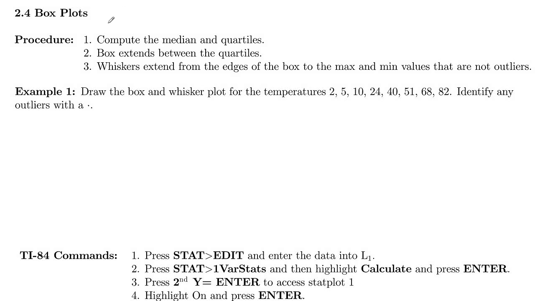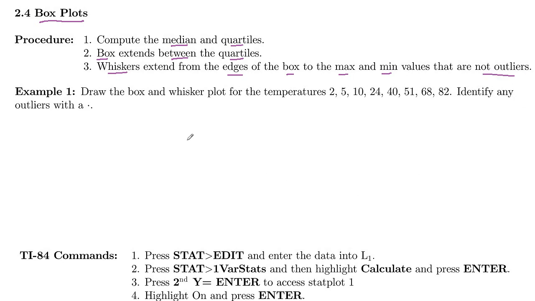Now that we know how to find quartiles, we can form a graphical display called a box plot. The way that you form a box plot is you first compute your median and your quartiles, and then the box in your plot extends between Q1 and Q3, between the quartiles. So your box is between quartiles. And then your whiskers in the box and whisker plot go from the edge of the box to the max and min values as long as they're not outliers.